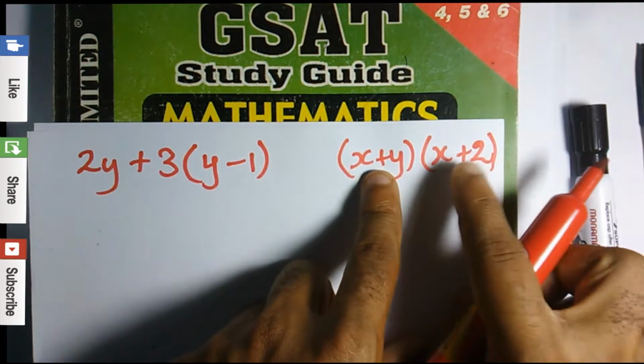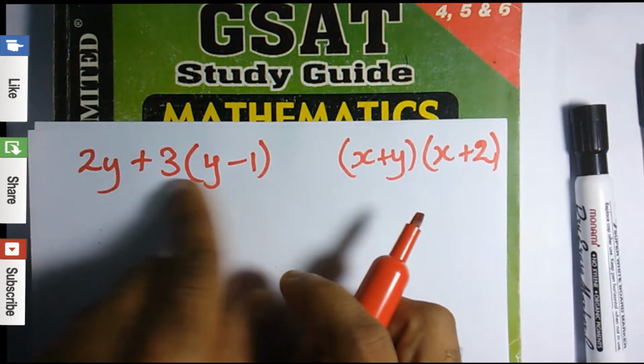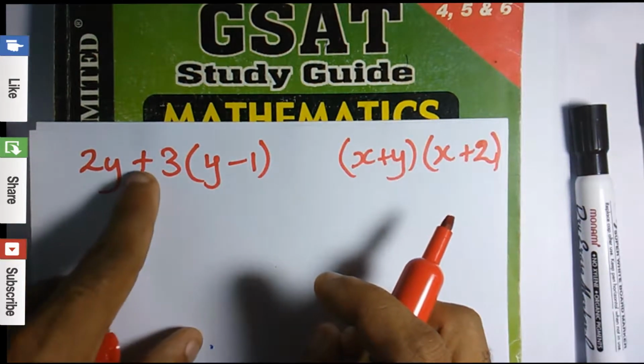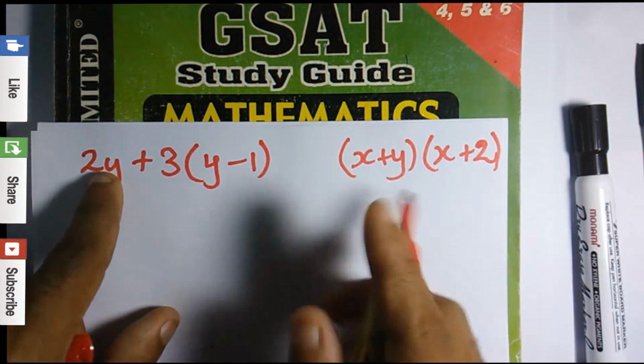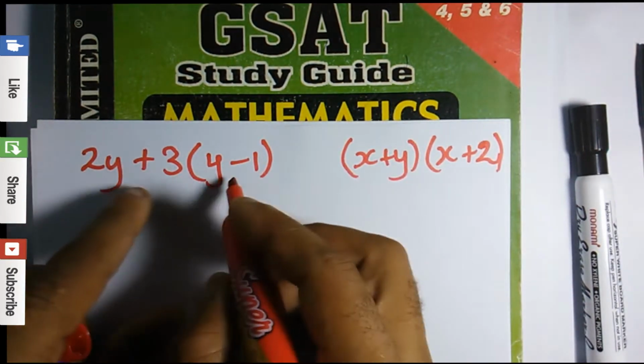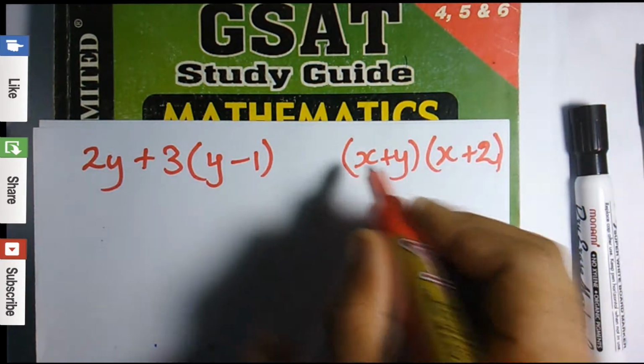Now, with this particular question, you realize we have both. This is a binomial, this is another binomial, everything is in brackets. For this one, we only have the y minus 1 in brackets, and it's multiplied by 3, separated by a plus 2y. Students tend to bracket up these and multiply them with this bracket, but that would be incorrect. It's different.